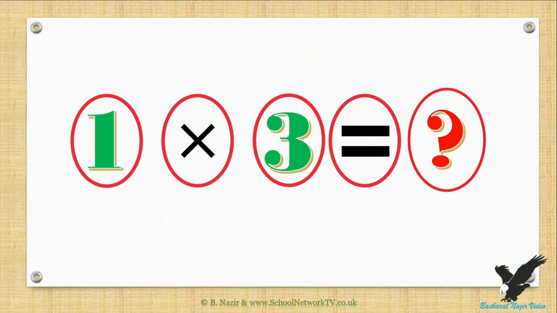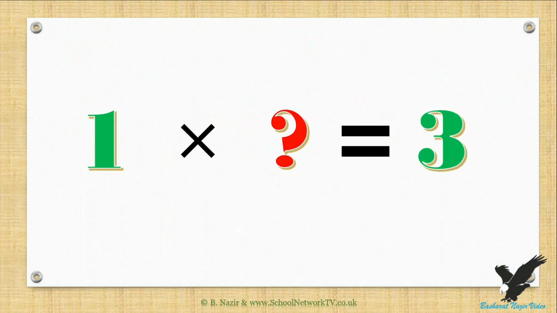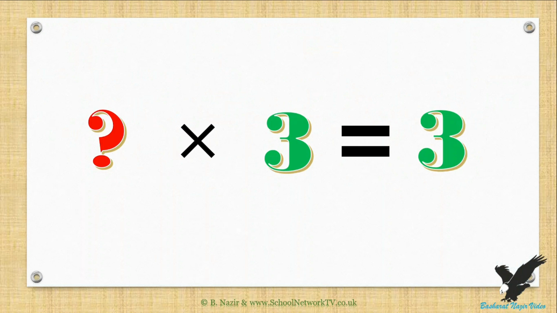Every equation will have at least one number missing, which will be either replaced by a letter or a question mark. You have to find this number. This process of finding the number is called solving the equation. Note that both sides of the equation are in balance, or equal to each other.